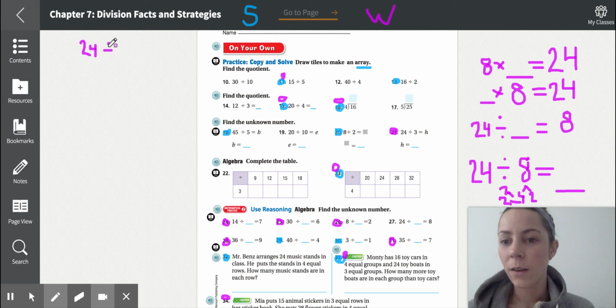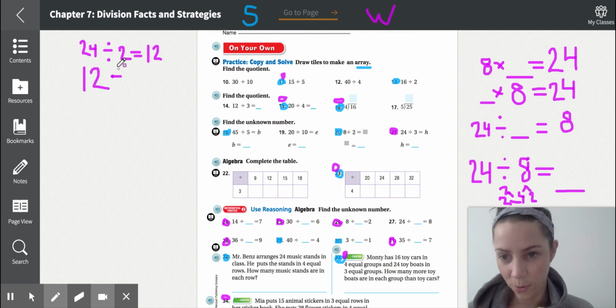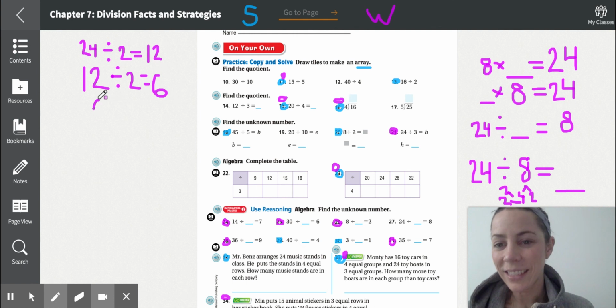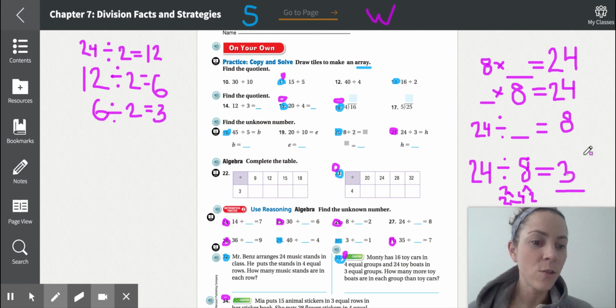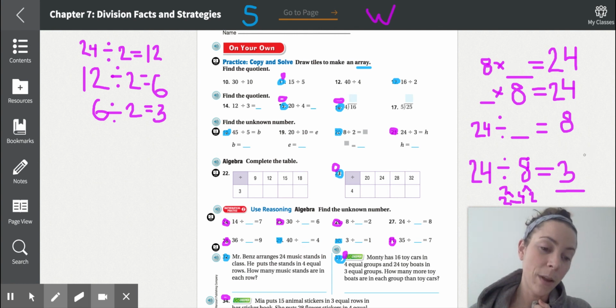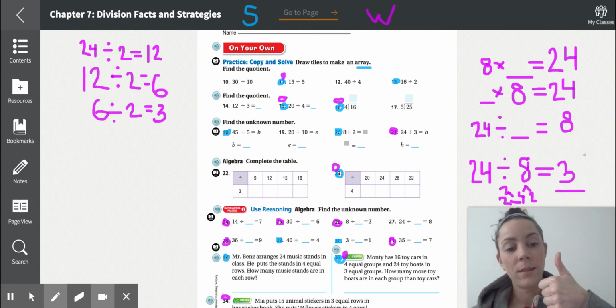24 divided in half equals 12. Then 12 divided by another 2 equals 6. And then 6 divided by the other 2 equals 3. Okay, that was just for fun to practice that new strategy. But like I said, if you just counted by 8, how many times would you count by 8 to get to 24? 8. 8 plus 8 is 16. 16 plus 8 is 24, so it'd be 3.